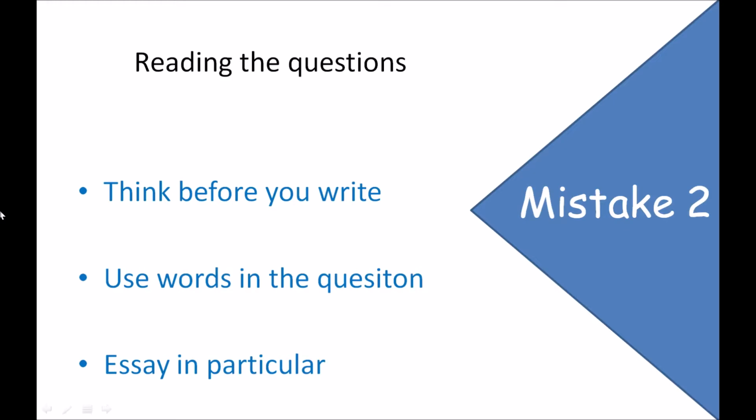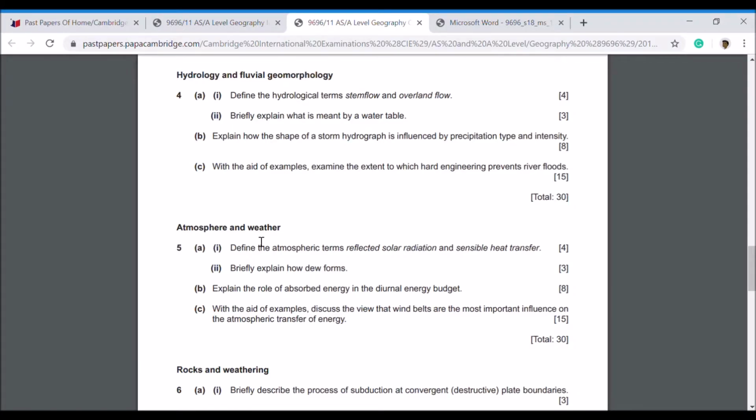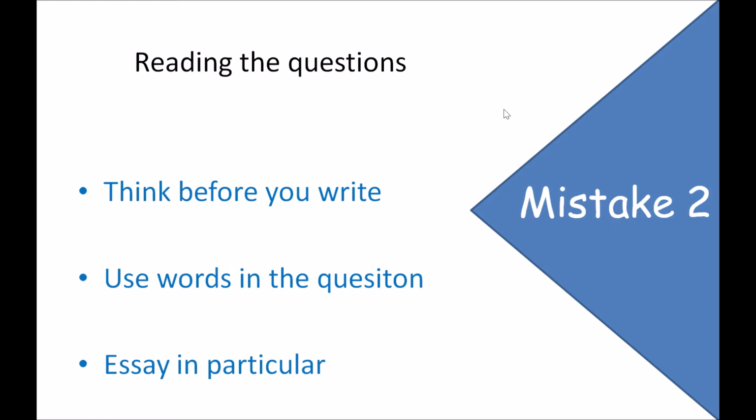Let me show you what I'm talking about. Let's use this example here. It says, with the aid of examples, examine the extent to which hard engineering prevents river floods. Now let's say, for instance, you're halfway through writing the essay and all of a sudden you are on a roll talking about hard engineering methods, and then you move on to coastal methods that you've studied about engineering and protecting the coastline, and now you've gone off topic. So if you continue to end the paragraph by talking directly using the words hard engineering prevents river floods or doesn't prevent river floods, but use these particular words, you should stay on track.